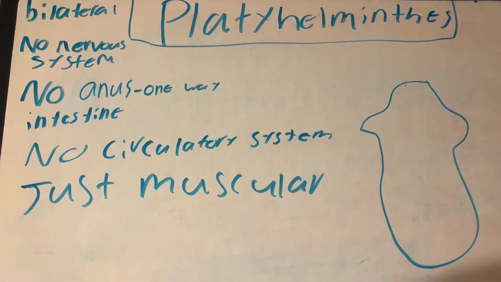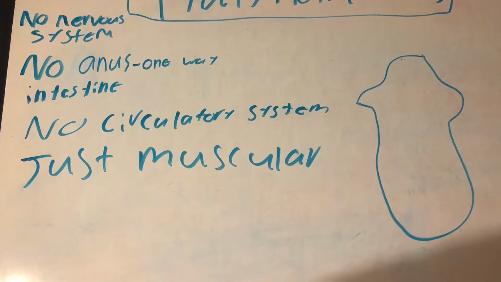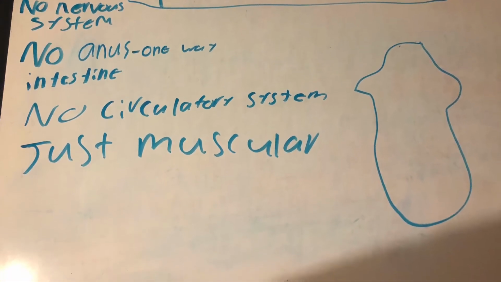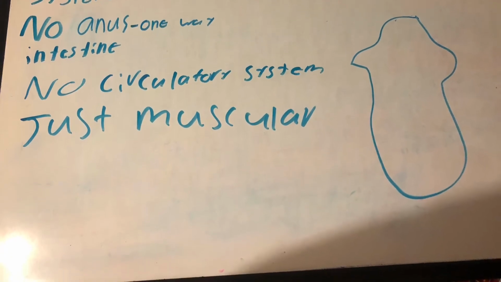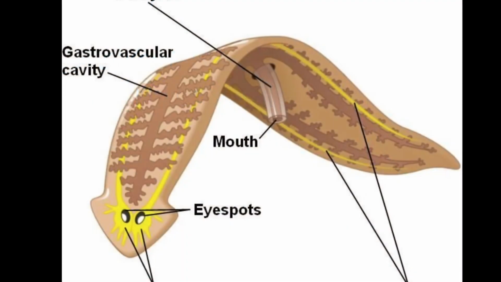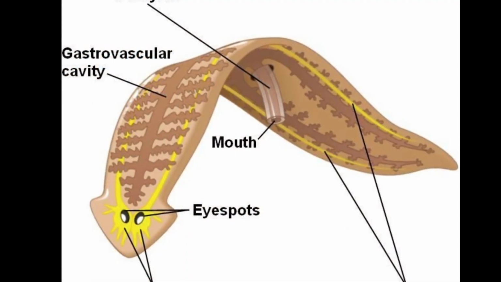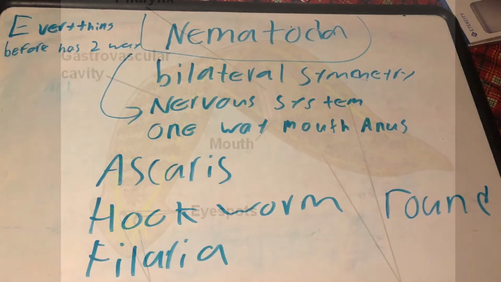Platyhelminthes: two-way digestion, no anus, no nervous system, no circulatory system, just a muscular little worm, as we can see in this diagram coming up. See, the mouth also acts as an anus, which is kind of gross, but just the way it is.